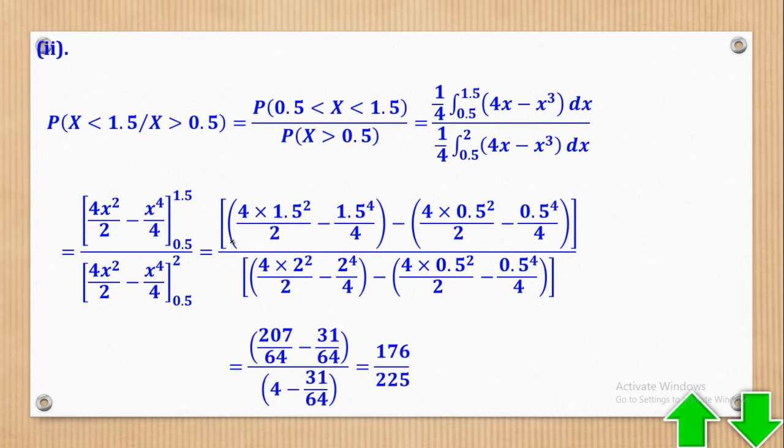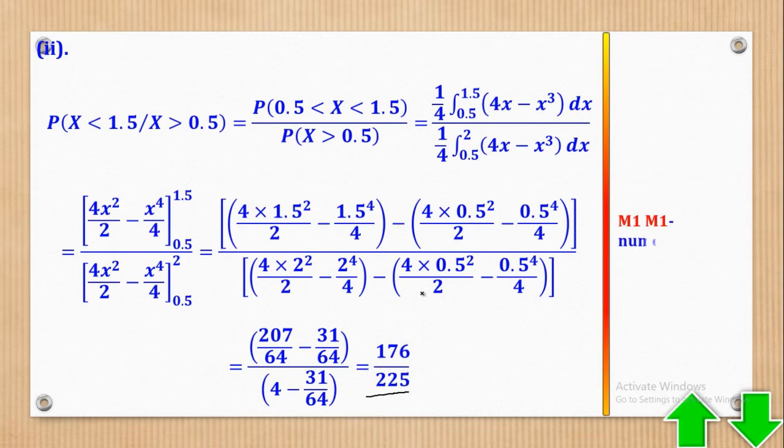The whole of this bracket gives you 207 over 64, and this bracket gives you 31 over 64. For the denominator, this bracket gives you 4, and this bracket gives you 31 over 64. So when I divide the two, I'll come up with 176 over 225. So basically that's what they wanted.